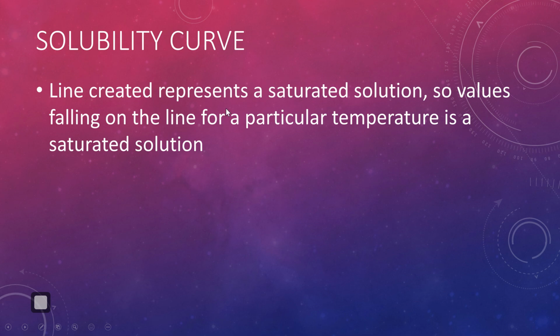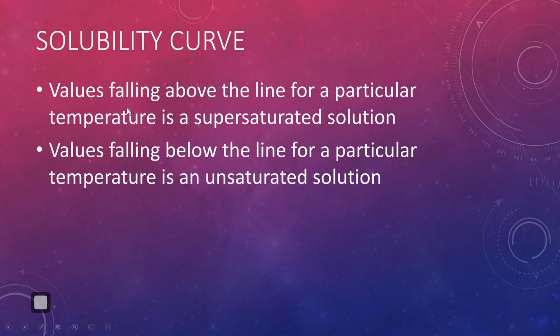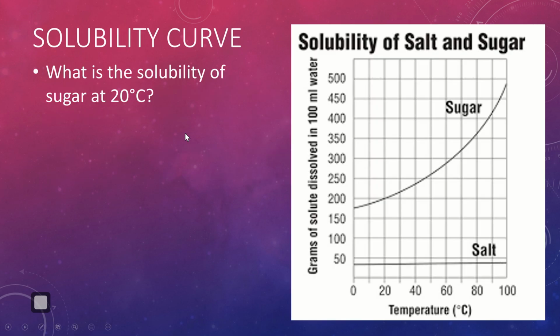All right, so as I said, the line created represents a saturated solution. So if you are on that line, it is a saturated solution. Anything that is above the line, if I give you a data point and it goes above the substance you're looking at, we're going to call that a supersaturated solution. If it falls below that, it's an unsaturated solution. Okay? So, what is the solubility at 20 degrees? For sugar, at 20 degrees, going up, it's 200 grams. That would be a saturated solution of sugar because you're on the line.